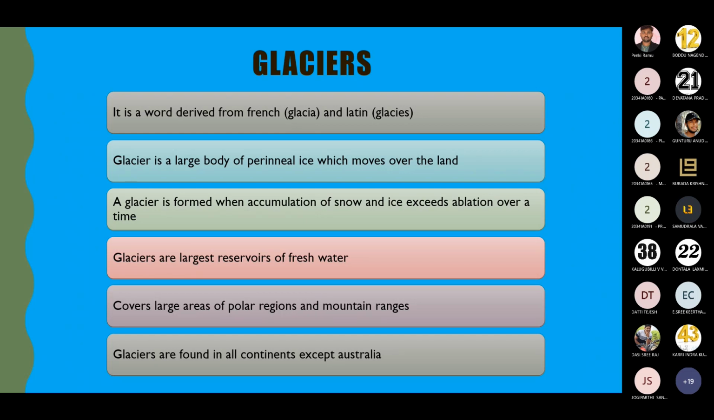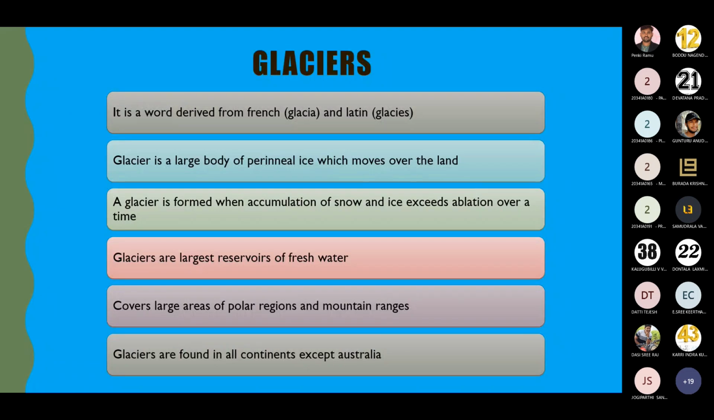These glaciers are the largest reservoirs of the fresh water. So we normally think of precipitation and groundwater as a major reservoir of fresh water, but the reality is different. Here, glaciers serve as the largest reservoirs of the fresh water. So many perennial rivers originate from the glaciers. You talk about Brahmaputra. This is also originated from the glacier. These cover large areas of polar regions and mountain regions and are found in all continents except Australia.